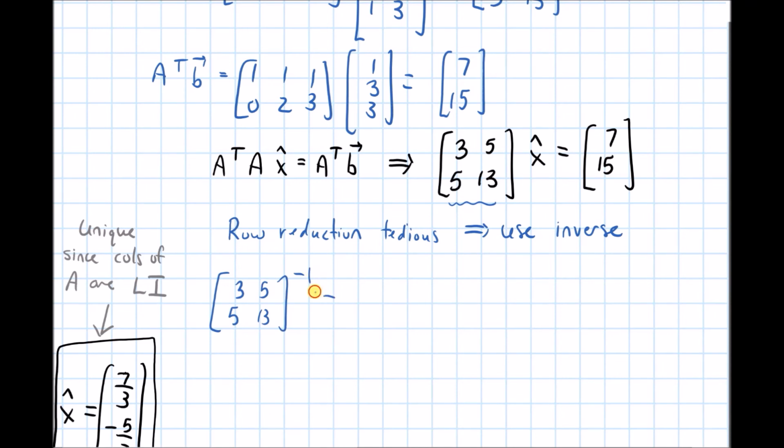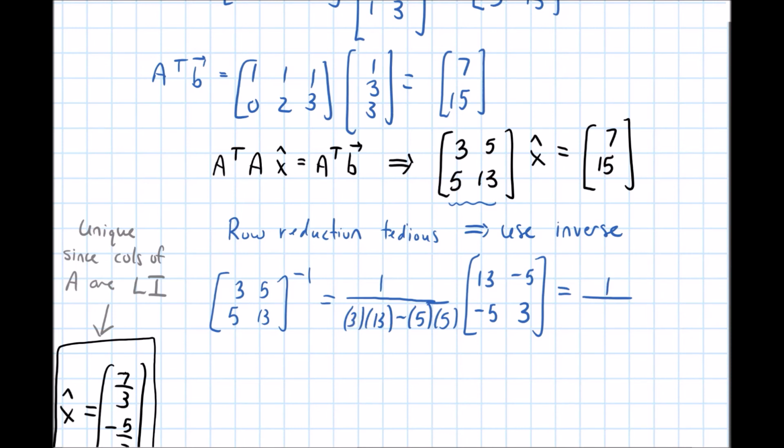And we have a formula to find the inverse of a 2 by 2. It's 1 over the determinant. So 1 over 3 times 13 minus 5 times 5. And then you multiply it by the 2 by 2 matrix, where you switch the 3 and the 13, and then the other two terms, you just switch their signs. So you get -5, -5. Now evaluating the determinant, we get 1 over 39 minus 25, so that's 14. So 1 over 14 times the matrix 13, -5, -5, 3.